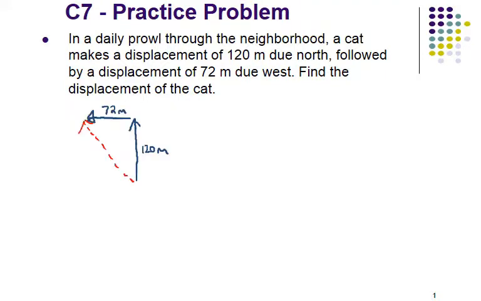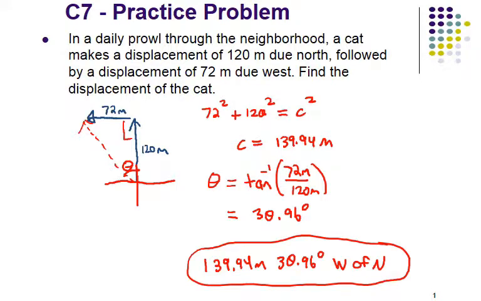Okay, so here is our answer. I should have drawn the coordinate axis first. So south, north, east, and west. So you should have drawn 120 up and then 72 over, and we can get the hypotenuse. And this should come out to be 139.94 meters at 30.96 degrees west of north, because you start on north and go west by that many degrees.